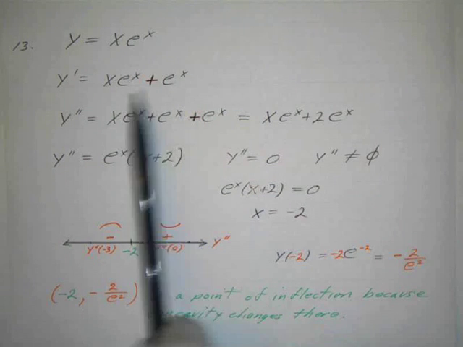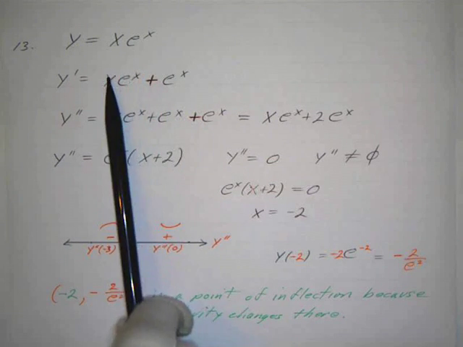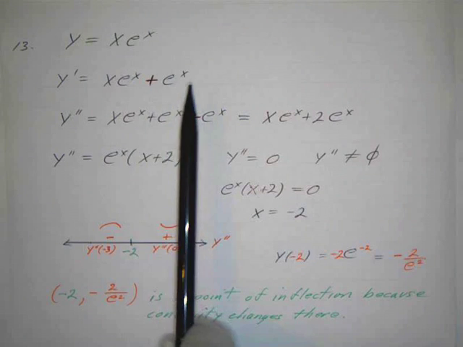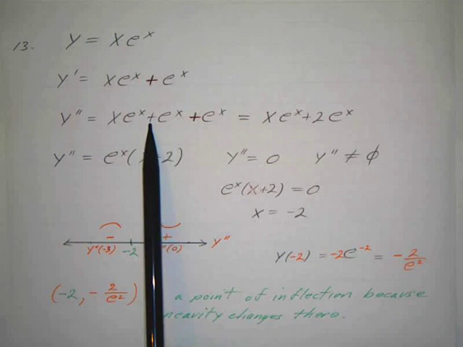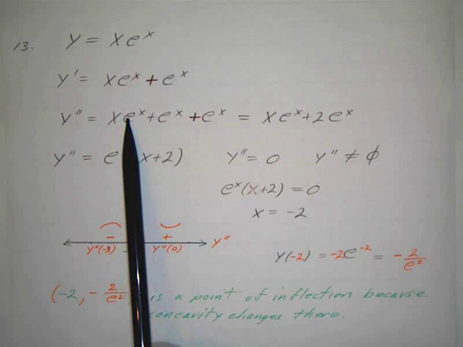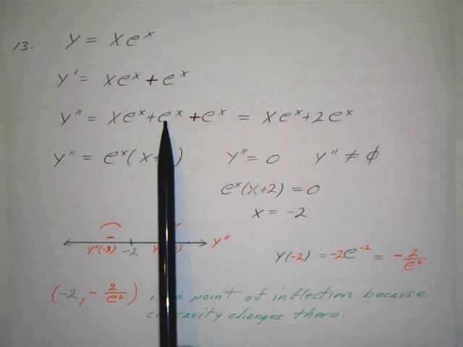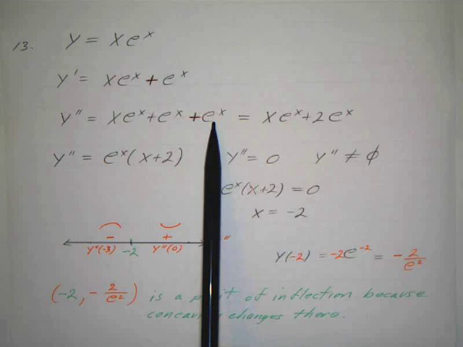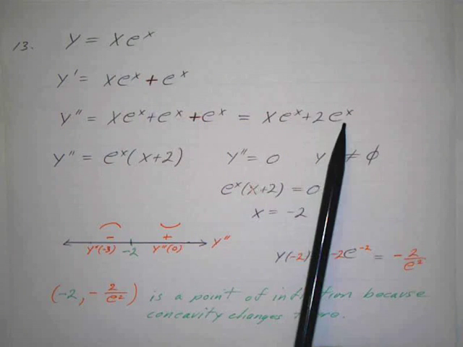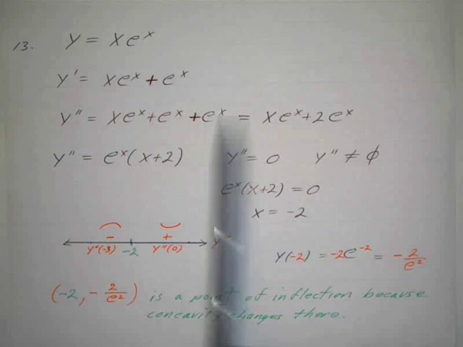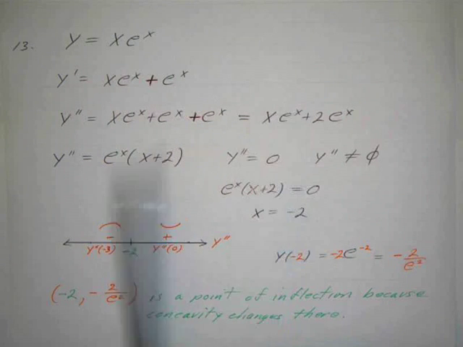And we take the derivative of that. Well, this is the product rule again, plus the derivative of that term. Well, again, this is going to give me x e to the x plus e to the x, first times the derivative of the second, plus the second times the derivative of the first. And then the derivative of e to the x is e to the x. So that ends up being x e to the x plus 2 e to the x, because I've got two of those. Then I can factor out the e to the x, so this is my second derivative.